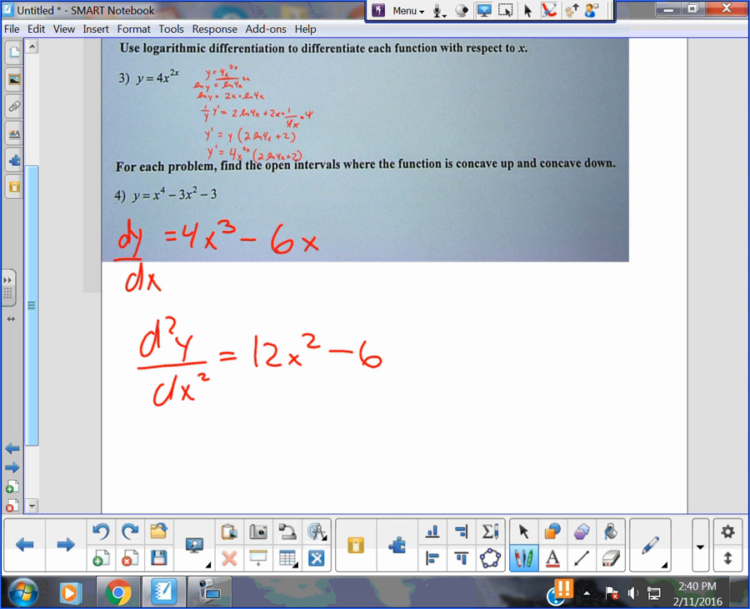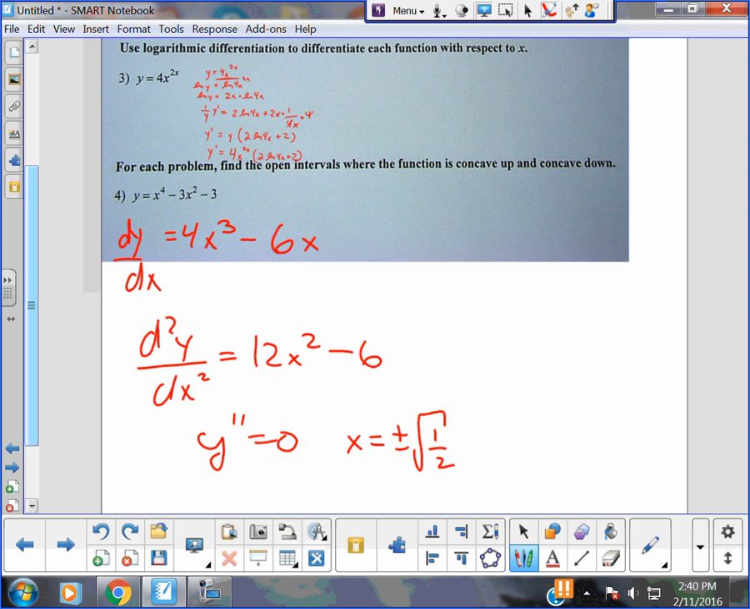All right. I want to know where there's zeros. If I'm going to figure out signs, I want to use zeros as my breakpoints. So I'm going to set this y prime prime equal to 0. And I can see x squared equals a half, right? So x equals plus or minus the square root of 1/2.